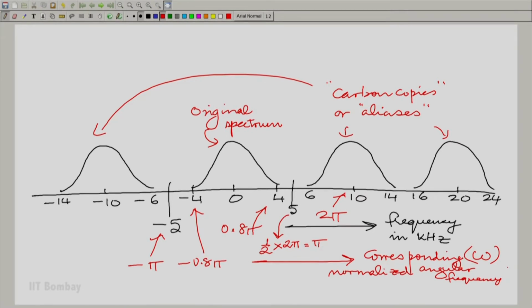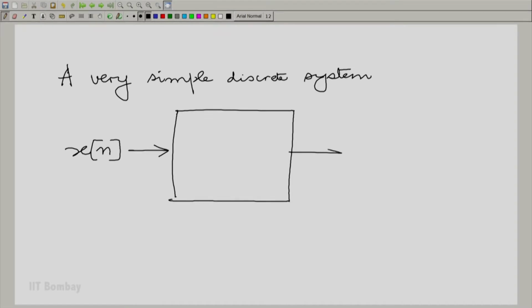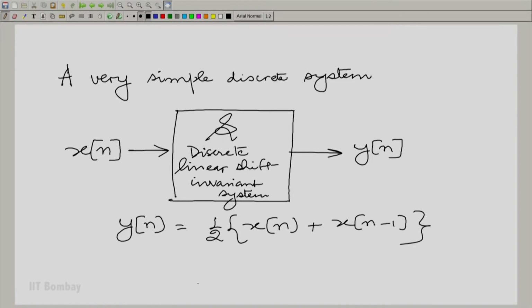You see, let us do a very simple discrete time operation now. Let us give it the input x of n, and it produces the output y of n. Let us call the discrete system script S. In fact, let it be a discrete linear shift invariant system. Let the description of the system be that y of n is half of x of n plus x of n minus 1. So, essentially it takes the current and just the past sample one step before, and it averages them.